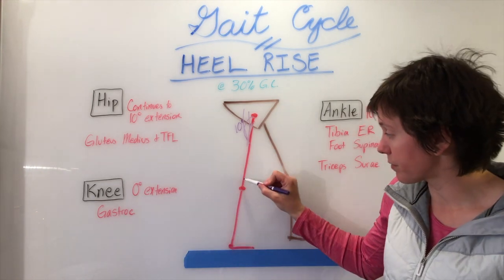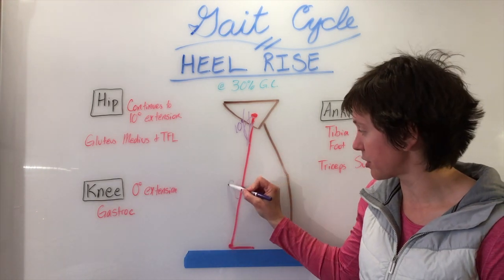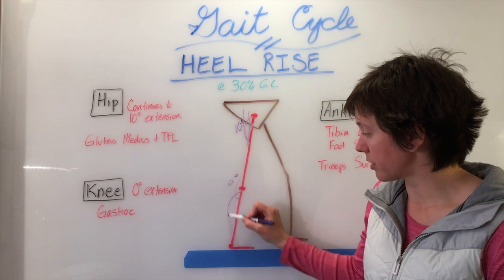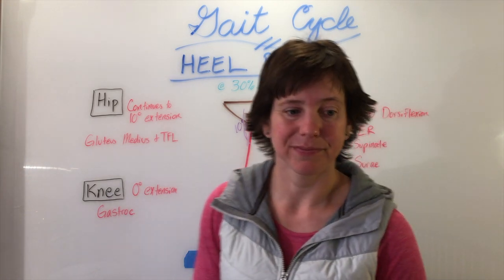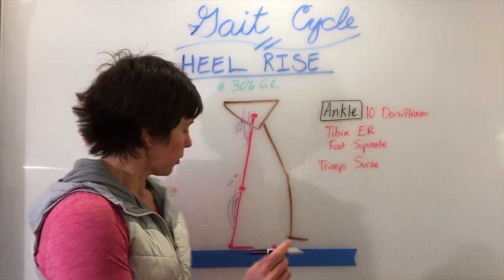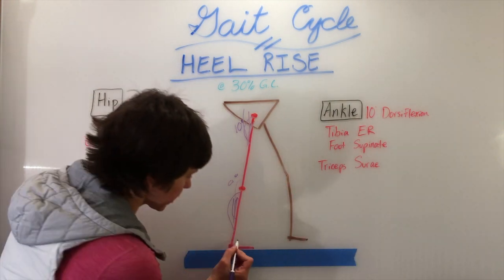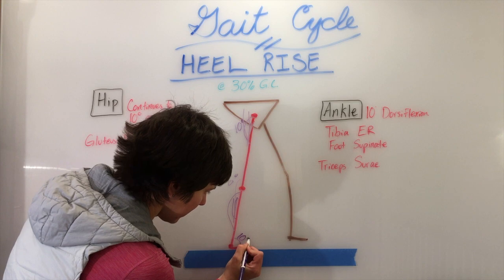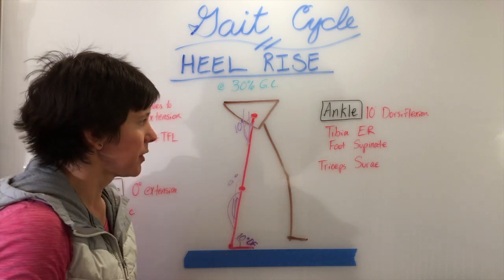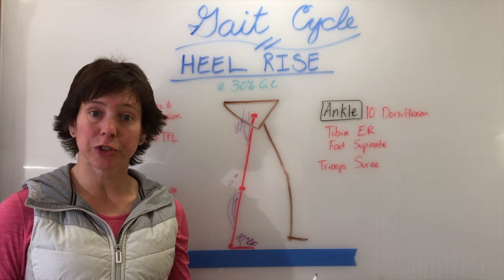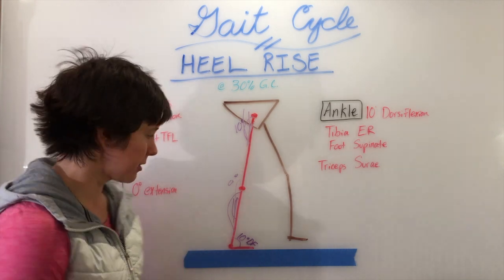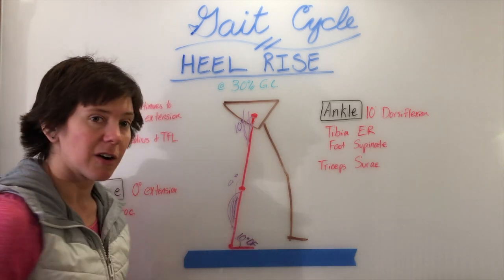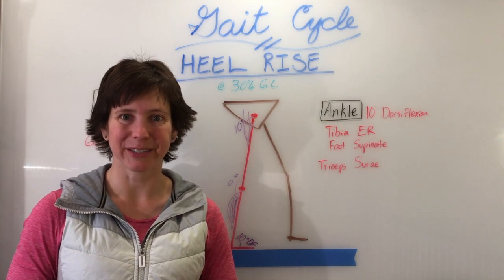At the knee, we have reached 0 degrees of extension, and the gastrocs are firing to keep the knee stable. At the ankle, we are in 10 degrees of dorsiflexion, with the tibia externally rotating, the foot is supinating, and our triceps surae are also continuing their activity.